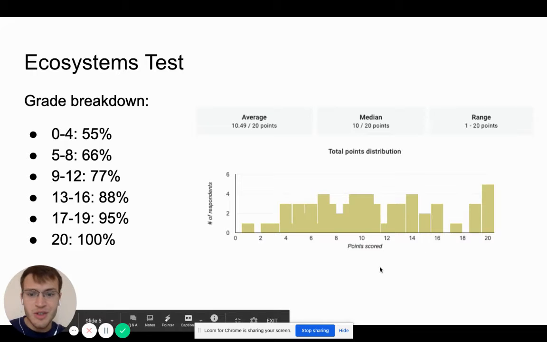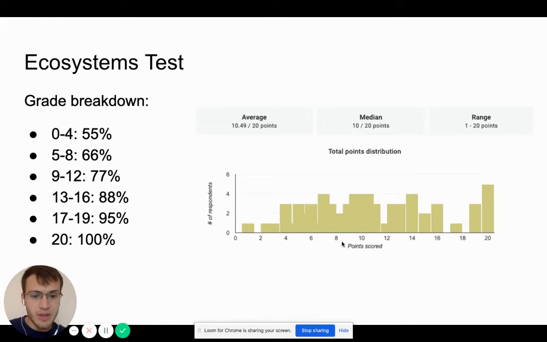I see there's a lot of information here, but basically if you look at this graph, this is our total points distribution. Down here we have points scored, so this is your score, and on the left it says number of respondents, so how many people got that score. For example, 20 out of 20, we had 5 people get 20 out of 20, 10 out of 20 we had about 4 people get that. Looking at this graph, our average was 10.5, which means most people were somewhere between 7 and we'll say 14.